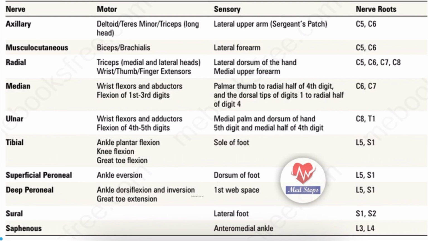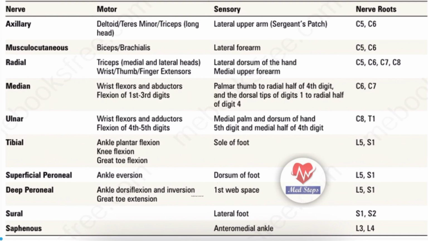First we are discussing the axillary nerve. The axillary nerve originates from C5 and C6, from the lateral side, and then it passes posteriorly. The main function of the axillary nerve is to abduct the shoulder, as the axillary nerve innervates the deltoid muscle.